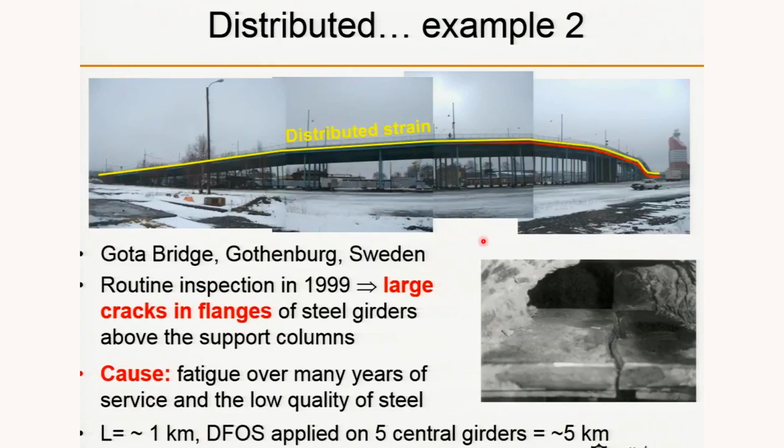For example number 2, a bridge in Sweden: routine inspection in 1919 found large cracks in the flanges of steel girders above the support columns, caused by fatigue over many years of service and the lower quality of steel.